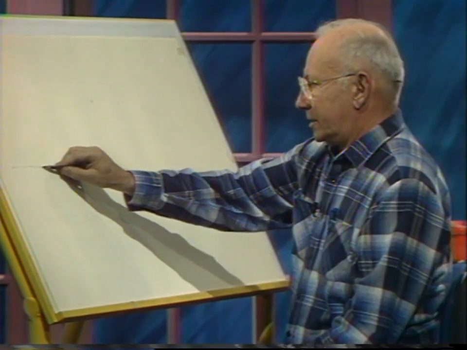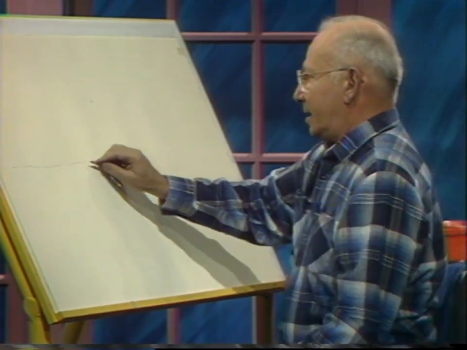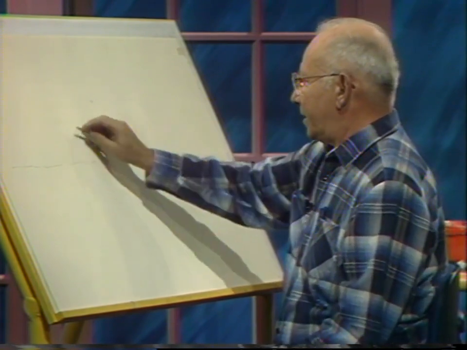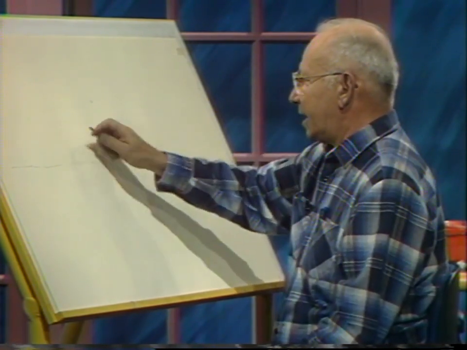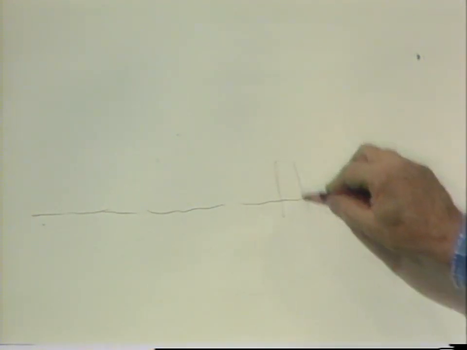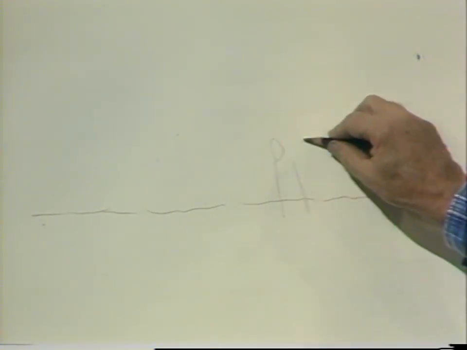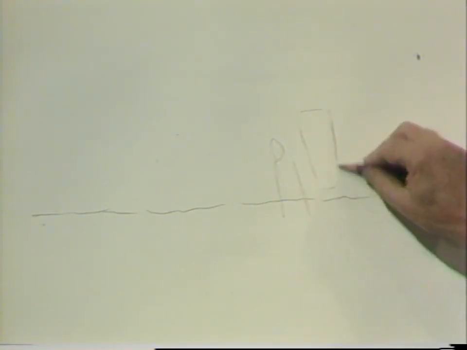First, I'll suggest a horizon line here. And if you remember here, the central part of our picture was a man and a child. So I'll make some indication of where they're positioned.